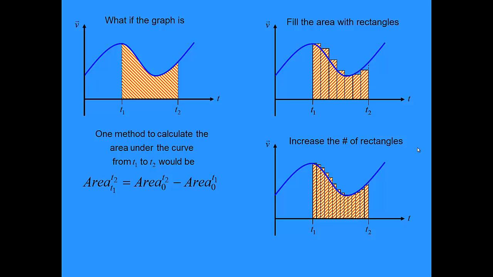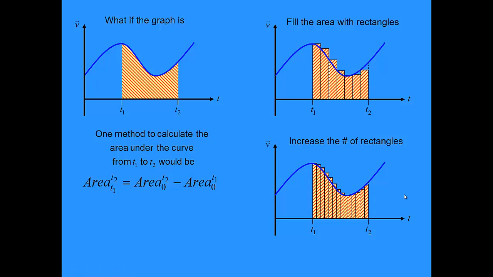If we increase the number of rectangles by making them thinner, smaller increments of time, shrinking the time increment, then we get smaller overhangs here and smaller empty spots here, and we're getting closer and closer to an actual good value for the area under the curve from T1 to T2. So if we wanted an even better value, we'd increase the number of rectangles.